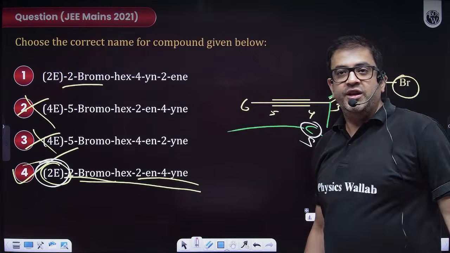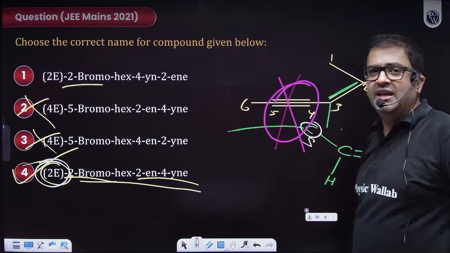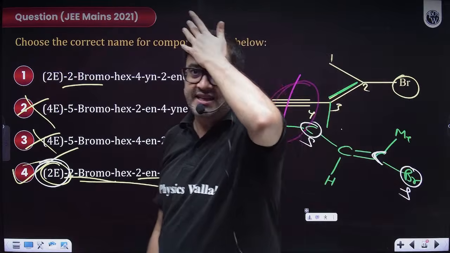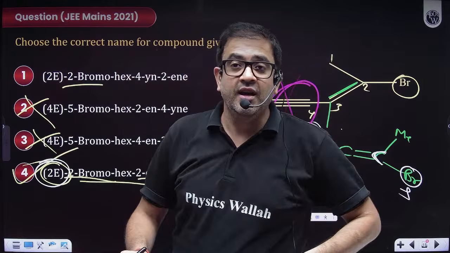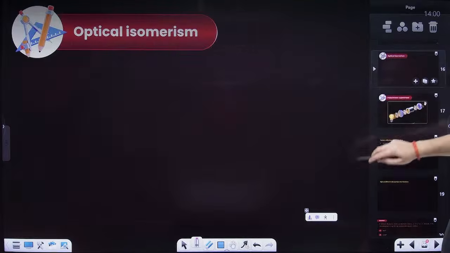So no 4E beta, just 2E, because 4,5 is an alkyne. It is not an alkene, so it can't be named using E/Z nomenclature. Okay? Good? Chalo. Starting with optical isomerism.